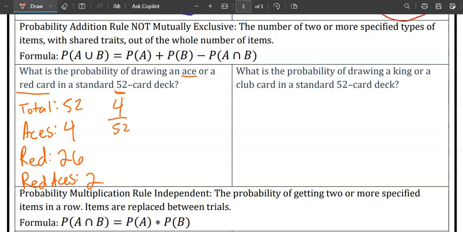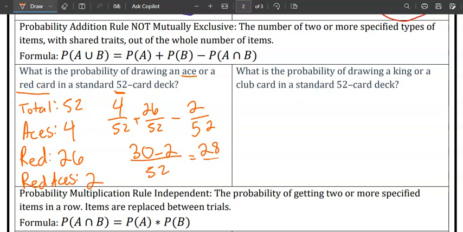4 over 52 plus 26 over 52 minus 2 over 52. So that's 30 minus 2 over 52, 28 over 52. These could simplify. 7 over 13, which is approximately 0.54.